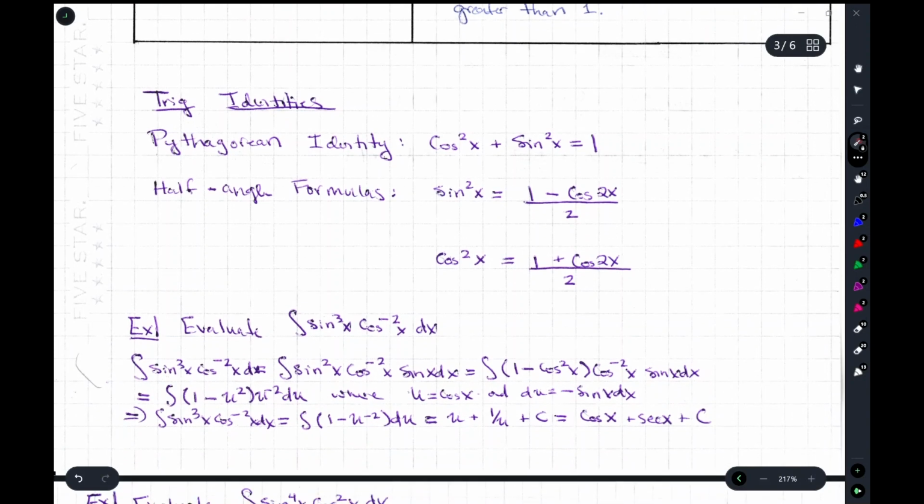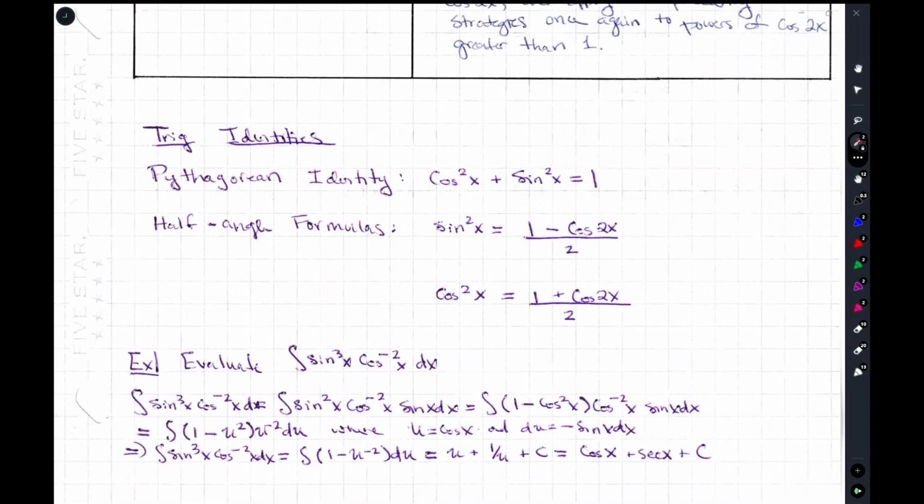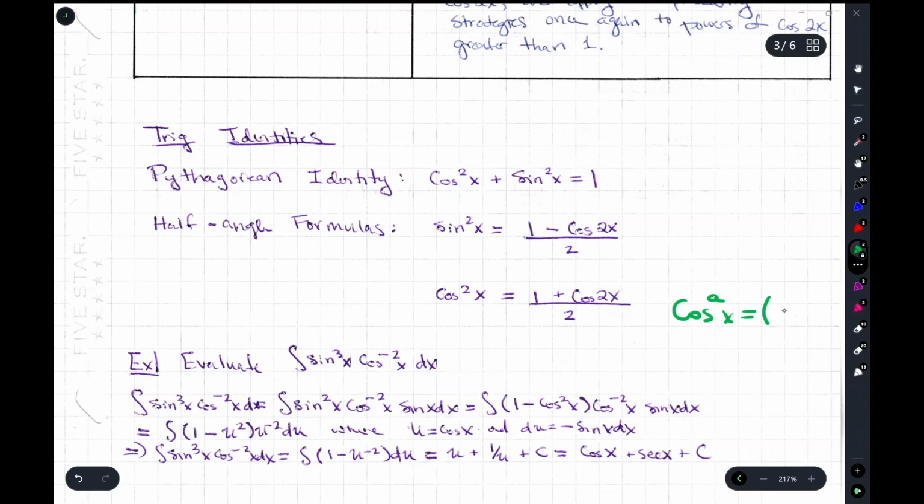So let's take a look at a concrete example over here. All right, so let's see this example. We have sine cubed x and cosine to the minus 2 x. Of course, we write the exponent above the sine and cosine, even though you all remember that what cosine squared x really means is cosine x to the power 2. It's good to keep that in mind.